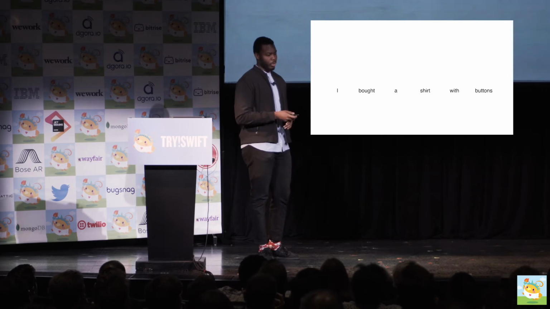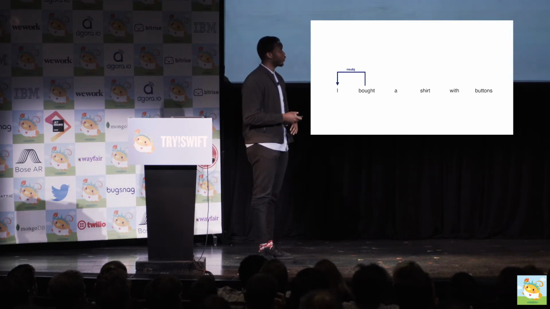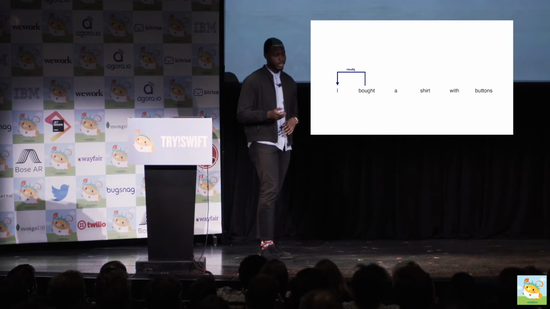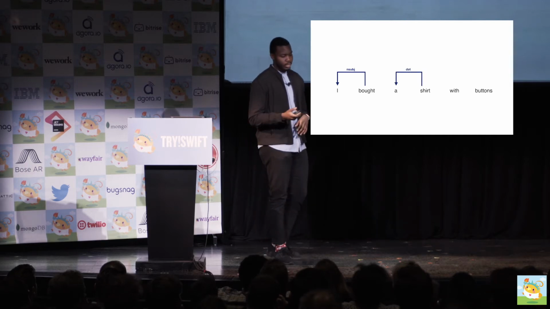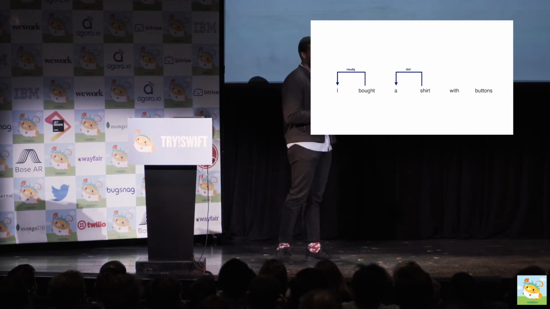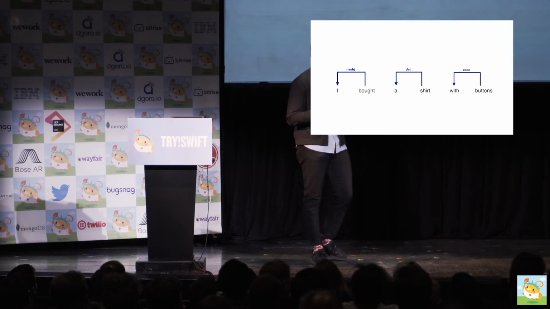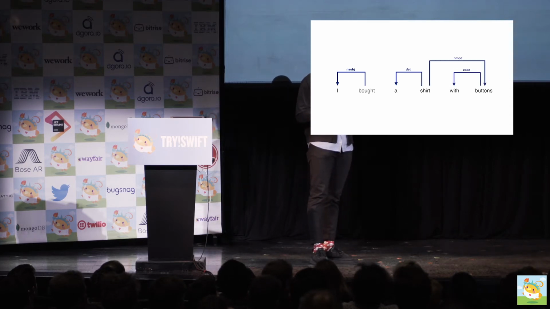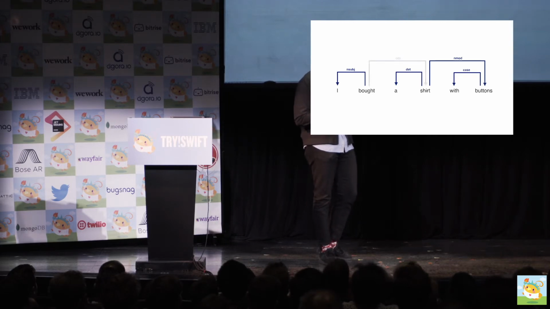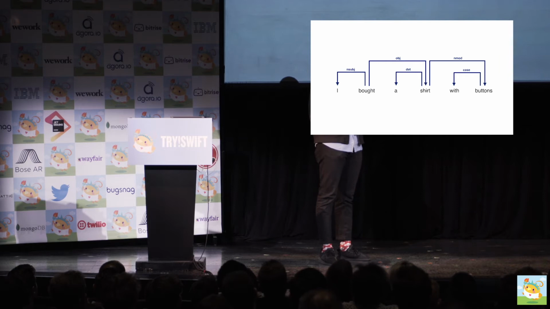So let's walk through the parse for this. First, you're going to have a noun-subject dependency from bought to I. And next, a determiner dependency from shirt to a. And next, you have a case dependency from buttons to with. And then a nominal modifier dependency from shirt to buttons. And finally, an object dependency from bought to shirt.